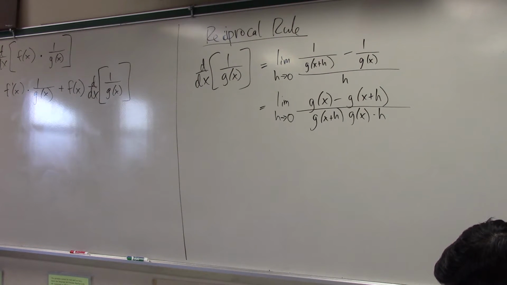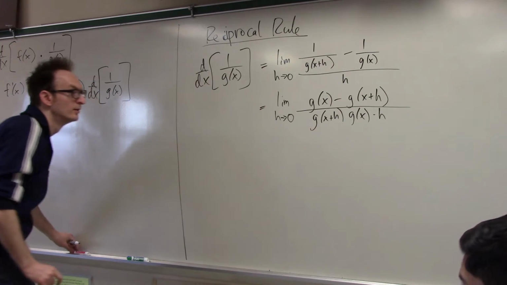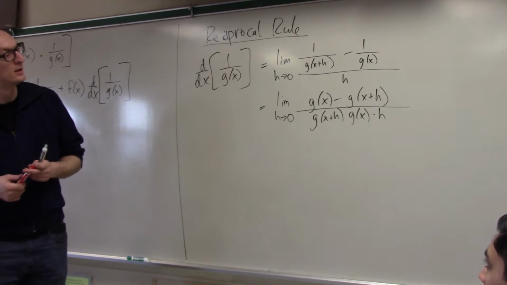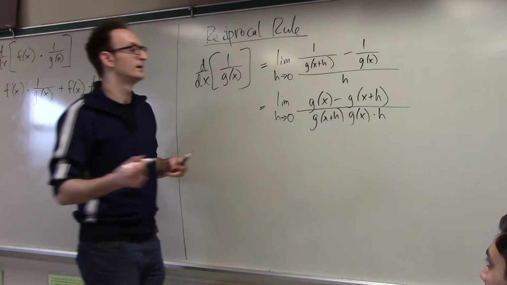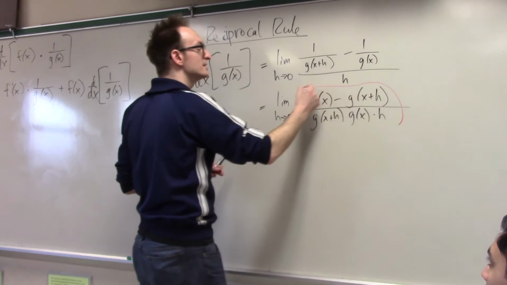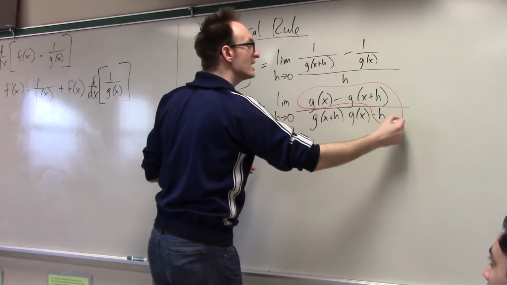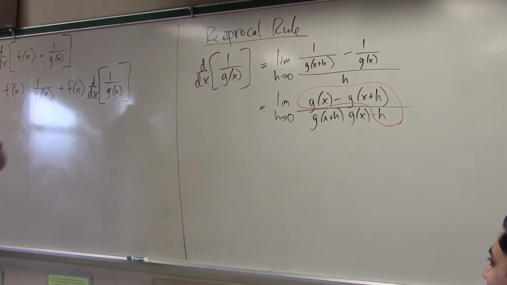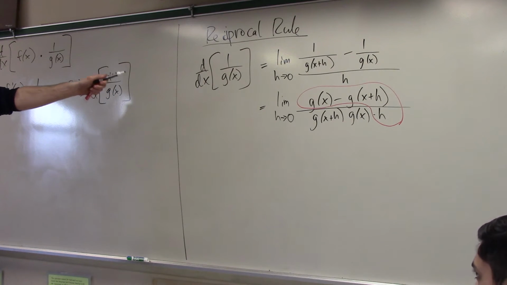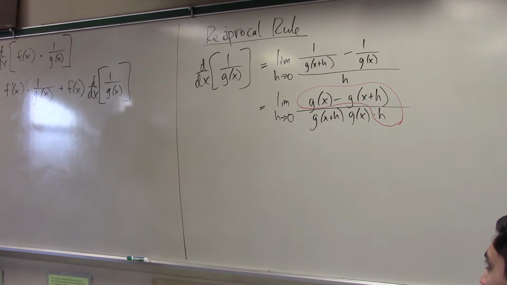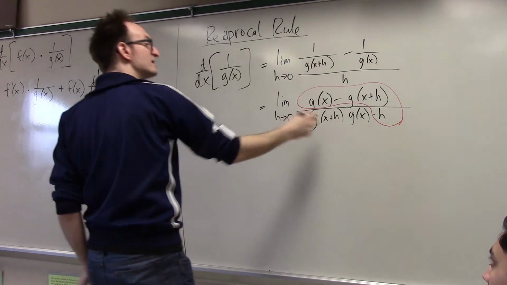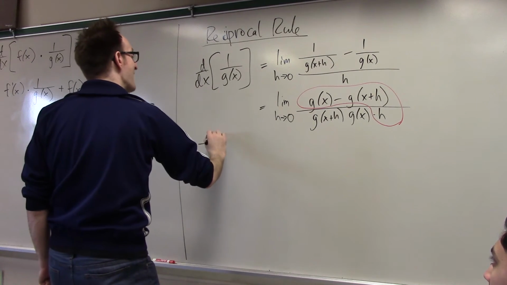Okay, now does anyone see anything? Rayno, what do you see? That's equal to g of x minus g of x plus h over g of x plus h times g of x. Oh, Rayno sees a derivative hiding right here. That is basically the derivative of g, right? Except we're off by a negative. Who's agreed with me? Yes.